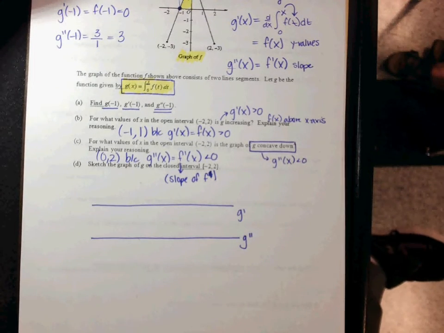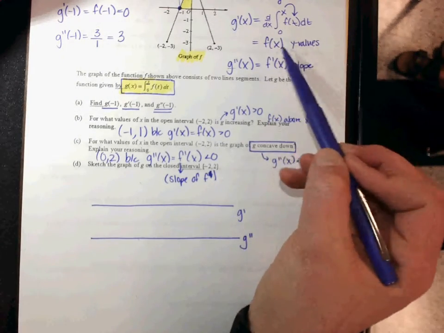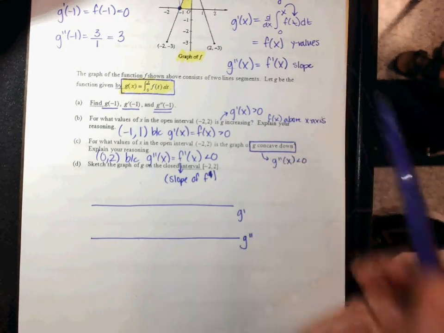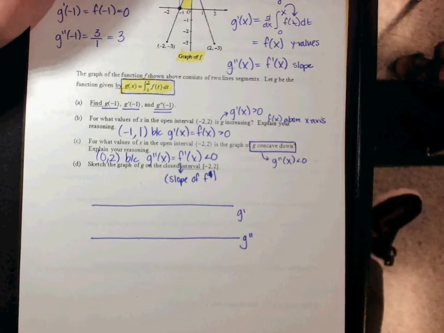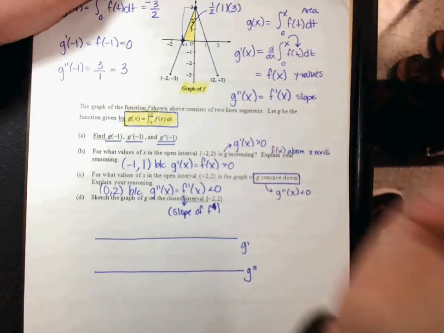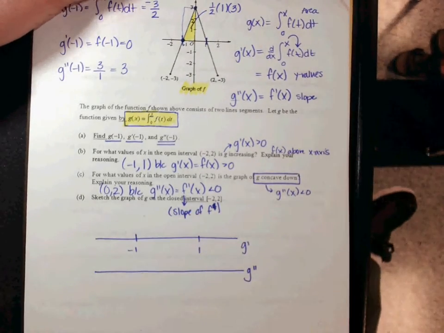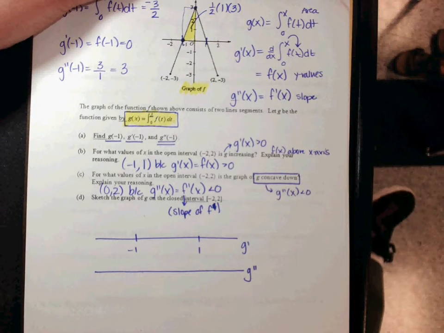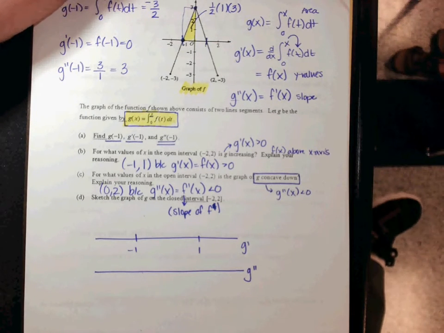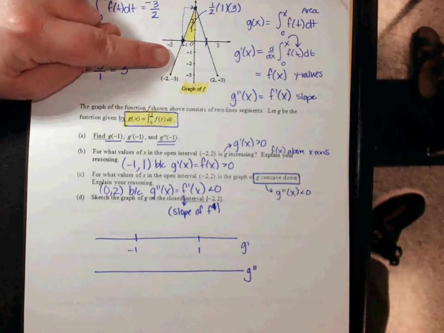Now, what is g prime really in my graph? G prime is the f of x. So when does f of x equal 0? Where are my critical numbers? Okay, negative 1 and positive 1. Put those on here. Those are my critical numbers. Then what is my sign before negative 1 of my y values? Are my y values negative or positive?